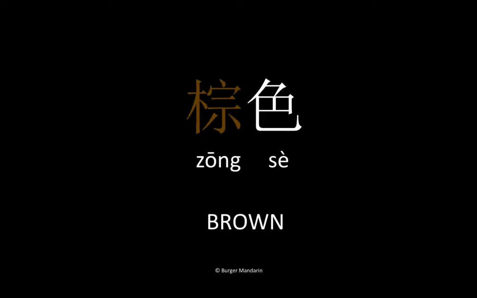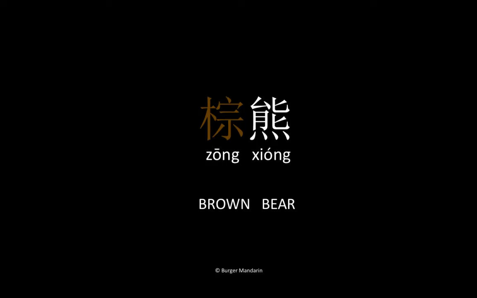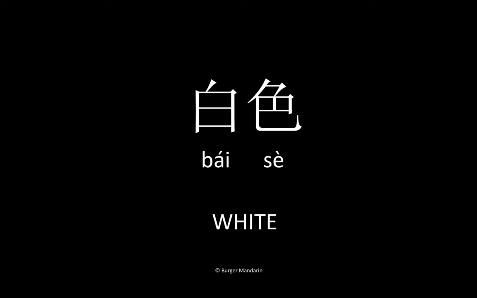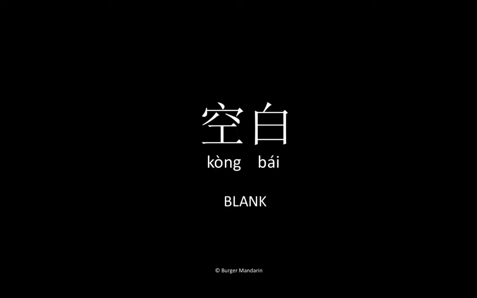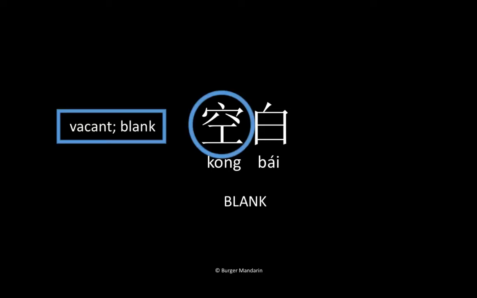Another way to say brown in Mandarin is 棕色. For example, 棕熊 means brown bear. 熊 is bear. The Mandarin for white is 白色. For example, 空白 means blank. 空 itself means vacant or blank.